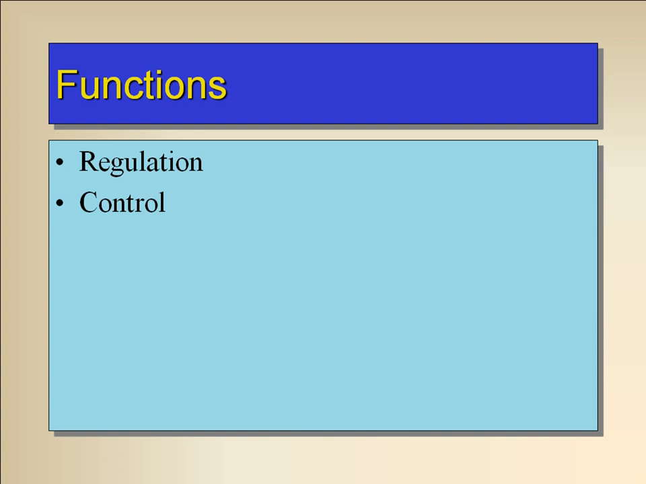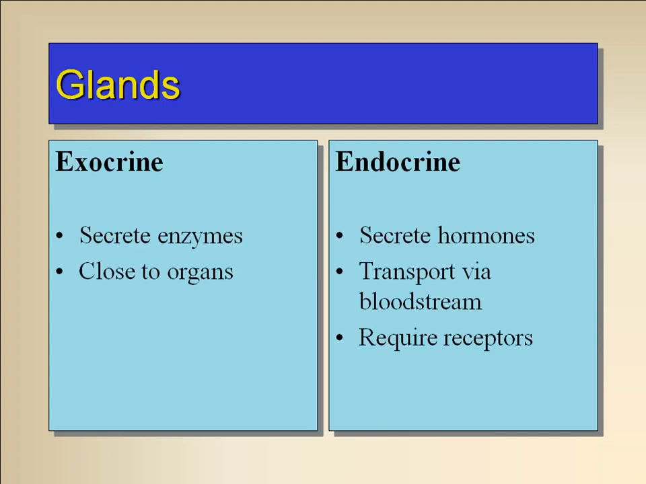The whole purpose of the endocrine system is to regulate systems and to control them, which is kind of similar. Regulate means we want to keep it within certain parameters. Control means we're going to direct them in which path we want to go. Now the glands overall have exocrine and endocrine functions. Some have both. Some go strictly one way.